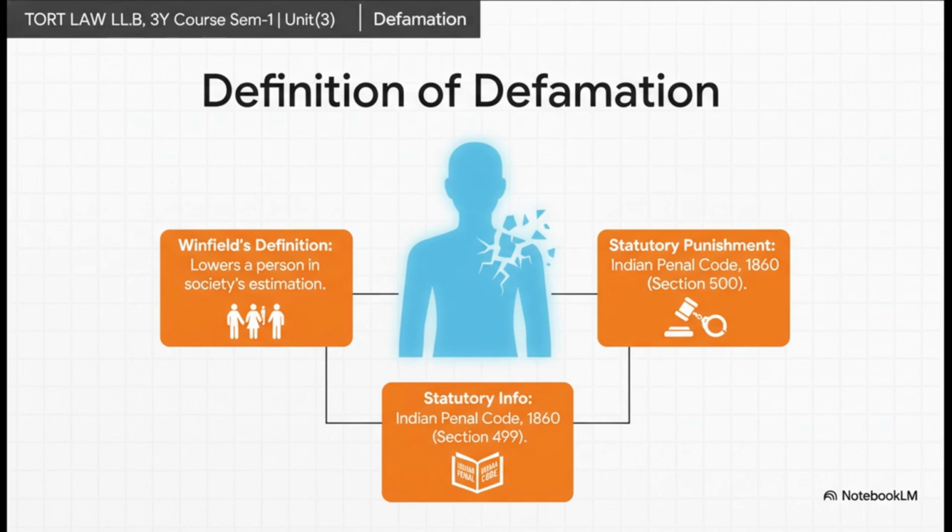At its core, defamation is an injury to the reputation of a person. The classic definition provided by Winfield is the publication of a statement which tends to lower a person in the estimation of right-thinking members of society generally. In India, the law is codified in Section 499 of the Indian Penal Code 1860, which defines the offense. The corresponding punishment is prescribed under Section 500 of the Code. The essential test is whether the statement causes the person to be shunned or avoided.